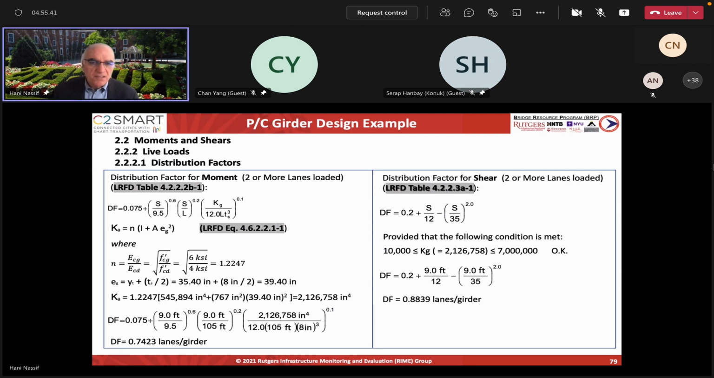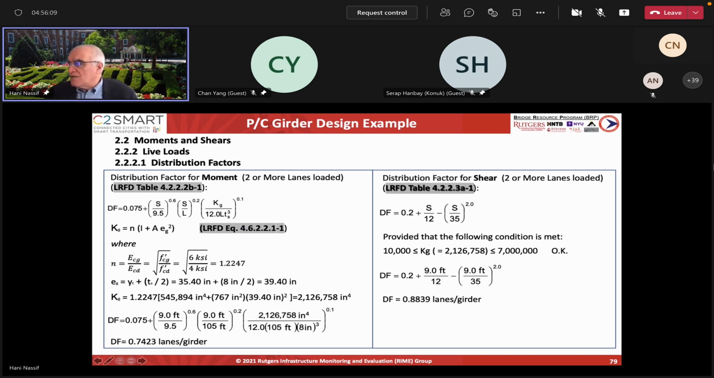Okay, this is what it's saying. And if you look at the shear, there are different factors for the shear, and we listed the table where the shear factors are listed. You would use that. And for 2-lane loaded, again, you have about 88% of the total lane shear carried by the interior girder.